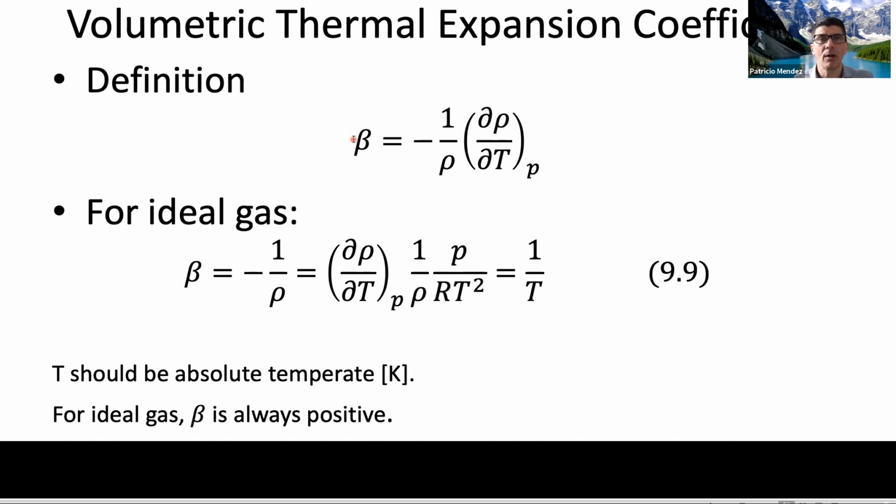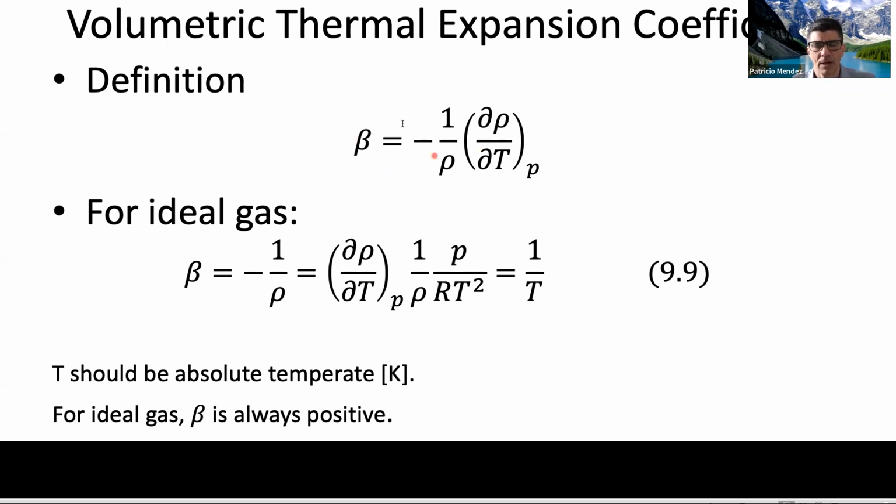Let me tell you a well-known example in which beta is negative. It is water between 0 and 4 degrees C. It is liquid, but for reasons of the molecular structure of water, between 0 and 4 degrees, as you increase the temperature, water increases in density; it doesn't decrease. Beyond 4 degrees, water behaves like a normal fluid.